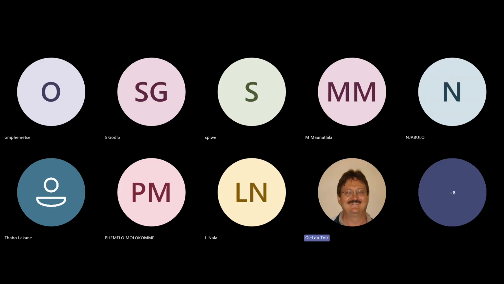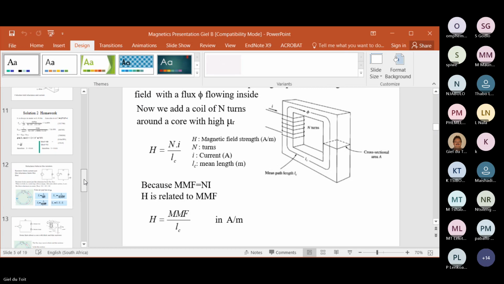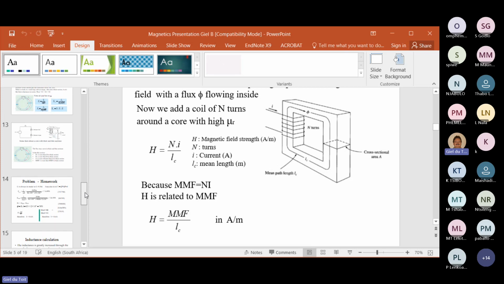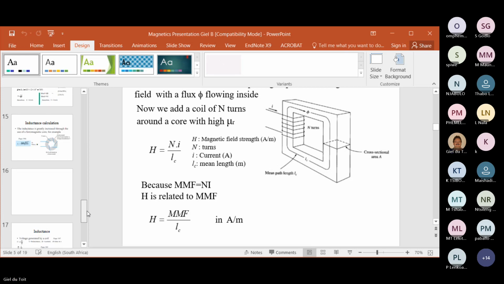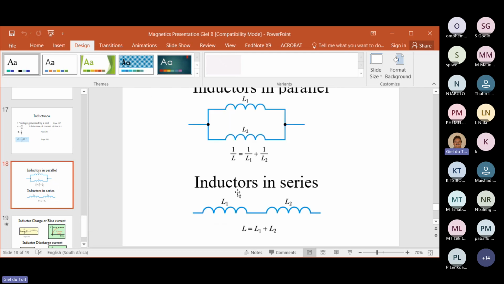And I'm going to inductors basically now. And I just want to show you the first inductance formulas. Basically, it is two inductors in parallel. It's 1 over L1 plus 1 over L2. It's just like resistors in parallel. In series, we just add them up. L is L1 plus L2.